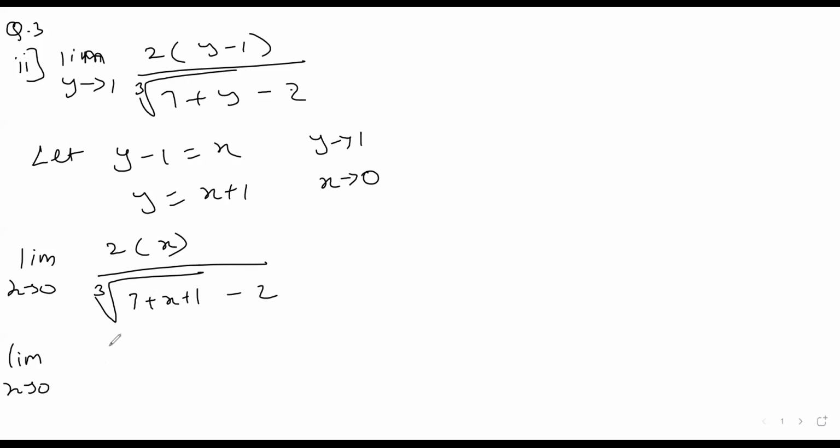Limit x tends to 0, 2x upon cube root of 8 plus x minus 2. If I put x equals 0, again I am getting 0. Again the purpose is not getting solved. What should we do now?